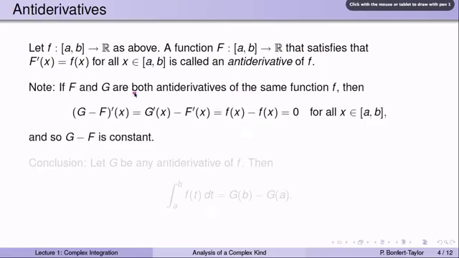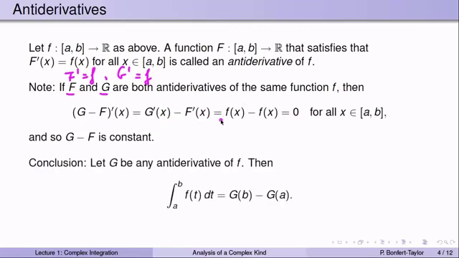And note the following. Suppose you found two different antiderivatives, F and G. So both of them have the property that F prime is equal to little f, and also G prime is equal to little f. Suppose you found two different functions. Well, what is (G minus F) prime? Well, it's G prime minus F prime, but both of these derivatives are little f, so that's 0. So G minus F is a function whose derivative is 0, and that makes it a constant function. So F and G, two different antiderivatives of the same function f, can only differ by a constant.